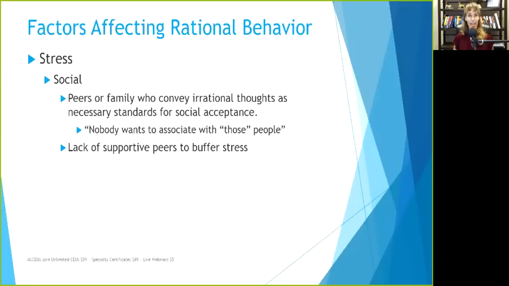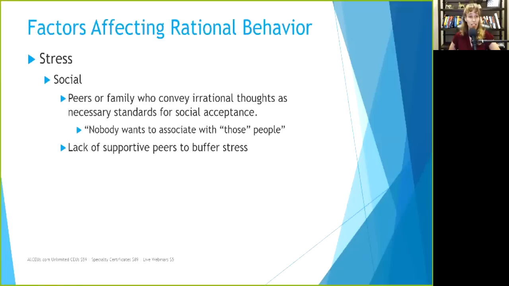Or can I define success a different way? Or do I define success a different way? And lack of supportive peers to buffer stress. So we have those peers that cause stress by talking about the have-tos and categorizing and lots of attributions. But then there's also not having somebody to go, does this make any sense? Because sometimes we are our own worst enemies.